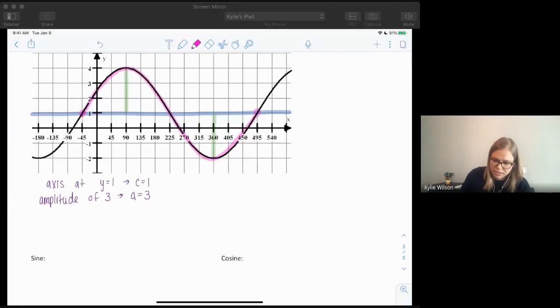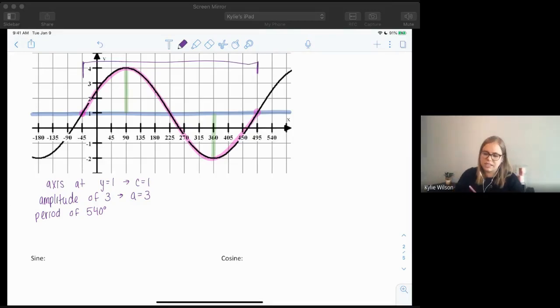450. Oh, oops, 495. Sorry. 495 plus 45, so that is a total of 540 degrees. How I got that was I went from 45 and -45 and figured out how far it was to get to 495 over here. So 495 plus this extra 45 here is 540.